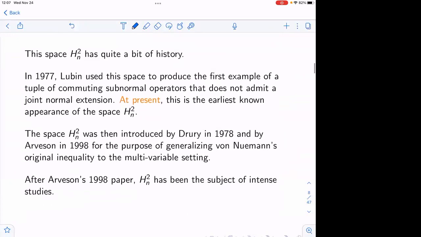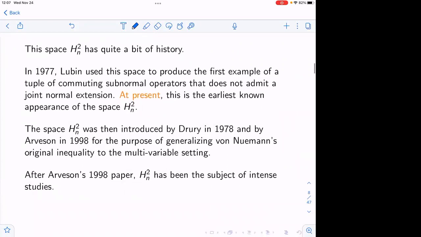But the space itself actually has a longer history than that. Michael also mentioned this in his talk yesterday. In 1977, Art Rubin wrote this paper in which the space already appeared. Rubin's purpose for that paper was to produce a tuple of commuting subnormal operators that does not have a joint normal extension.